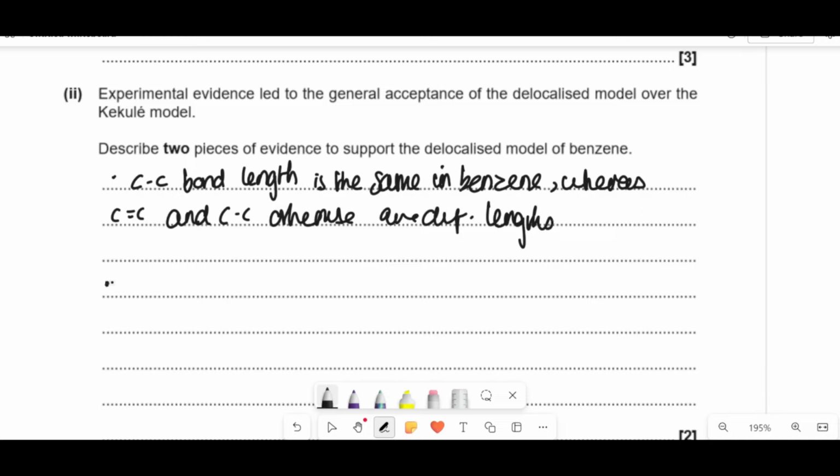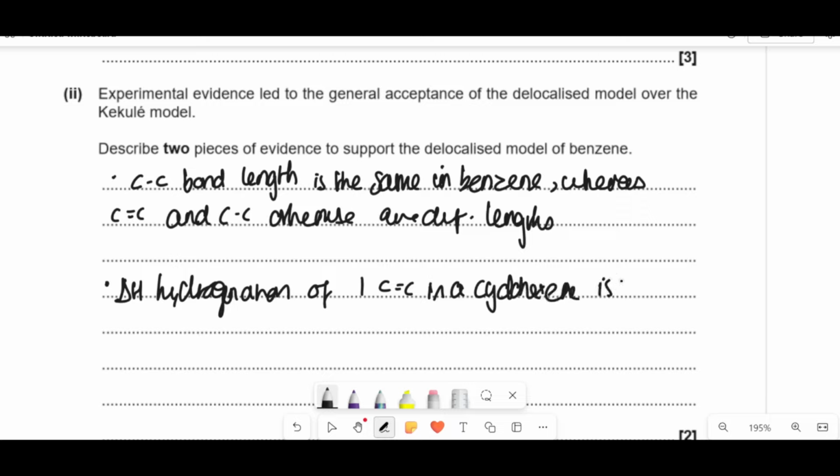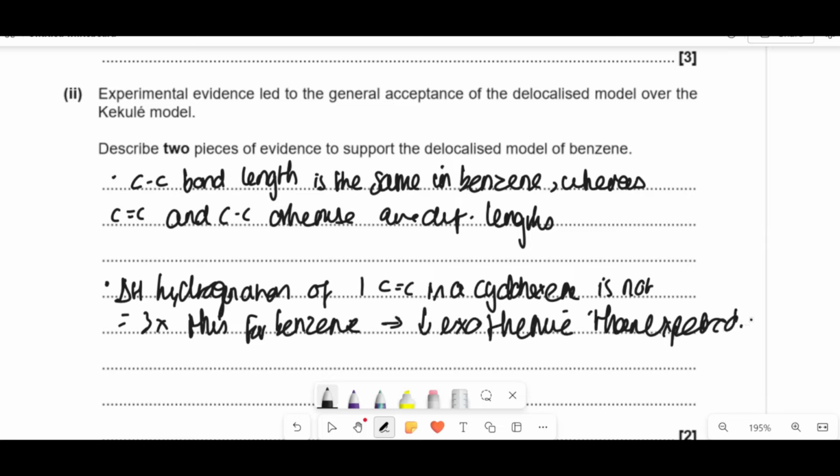Another piece of evidence is you could say that the delta H of hydrogenation of one C=C in a cyclohexene thing, right? Is not equal to 3 times this for benzene. It's actually less exothermic than expected, right? Those are the two strongest ones.